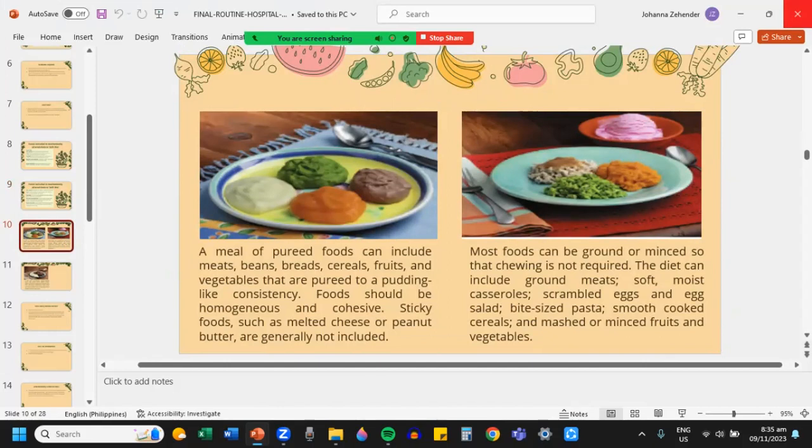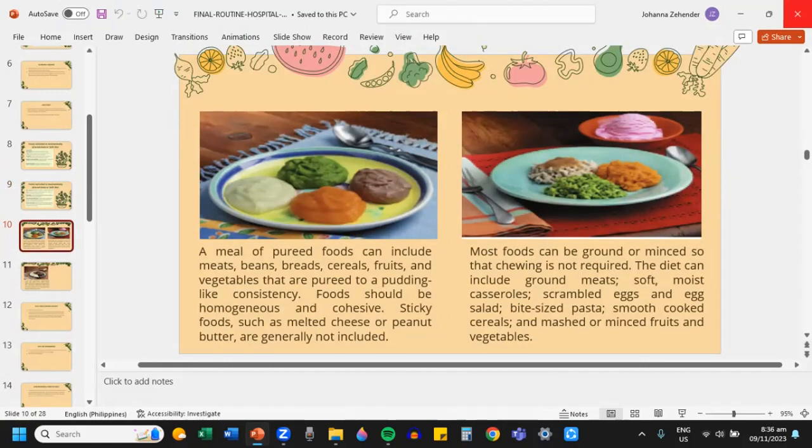Okay, so here in this picture, on the left we have a meal of pureed foods, which can include meats, beans, bread, cereals, fruits, and vegetables that are pureed to a pudding-like consistency. Now, food should be homogeneous and cohesive. So, sticky foods such as melted cheese or peanut butter are generally not included. Okay. On the right, we have another example.